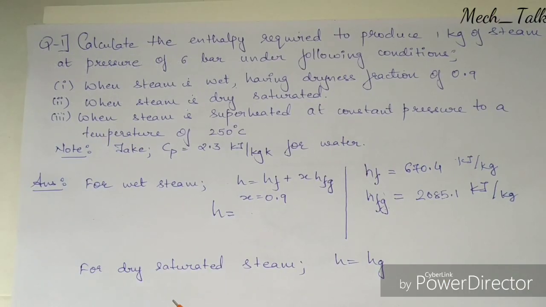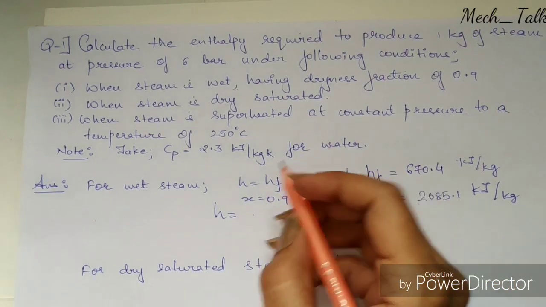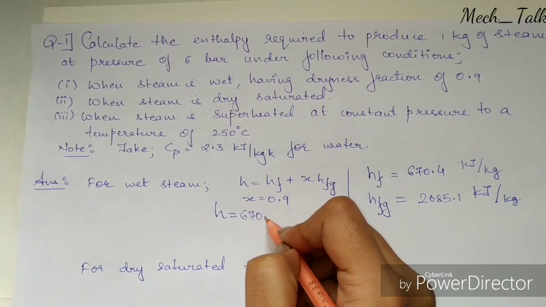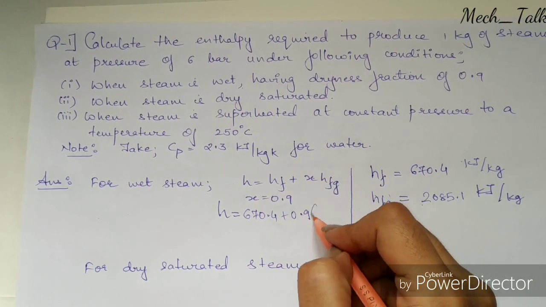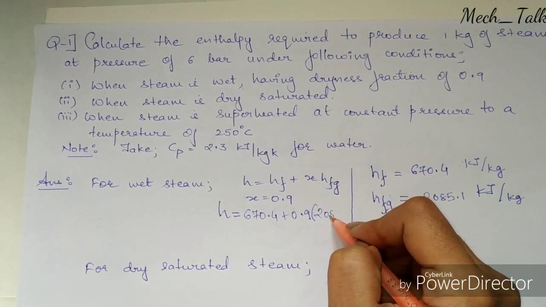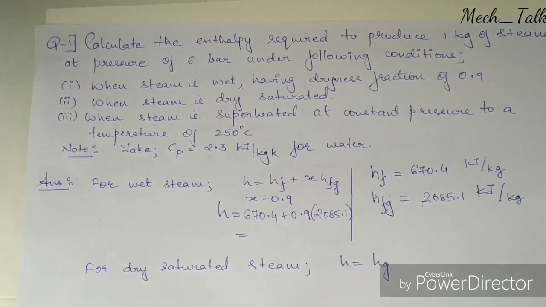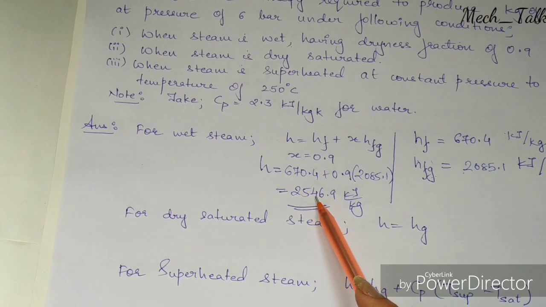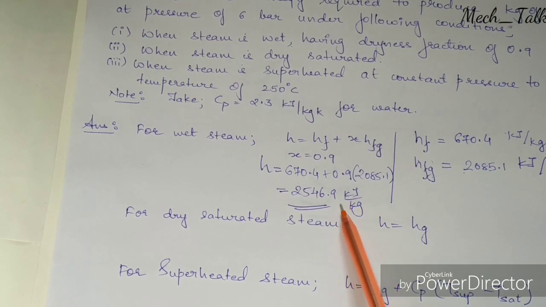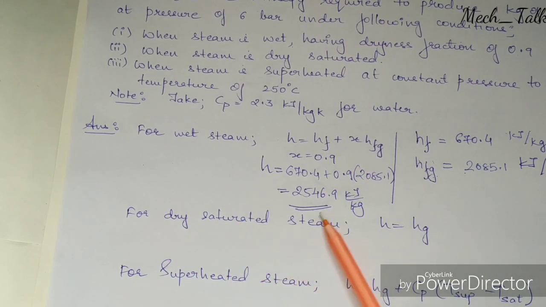Hence, substituting these values in this equation, we have h equals 670.4 plus 0.9, that is the x value, into hfg, that is 2085.1, and on calculating this value we will have h as 2546.9 kilojoule per kg.